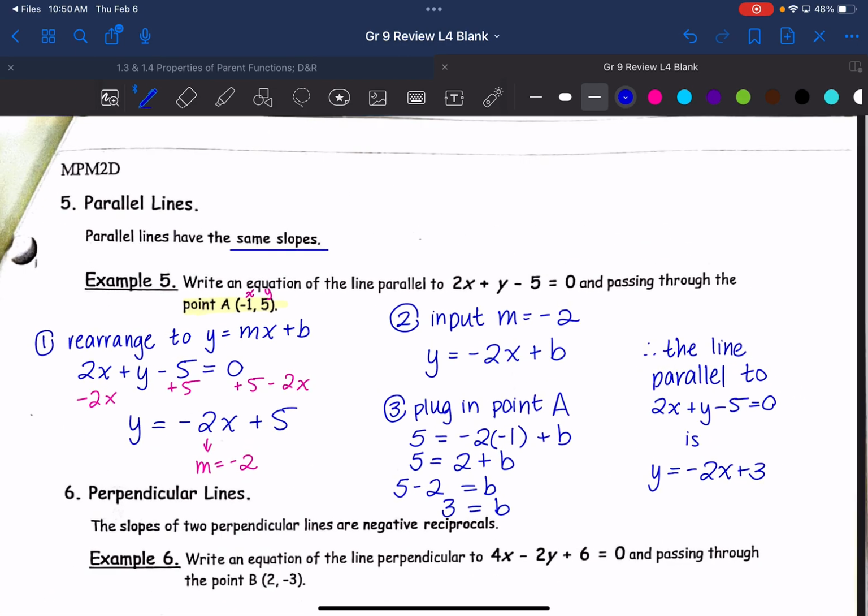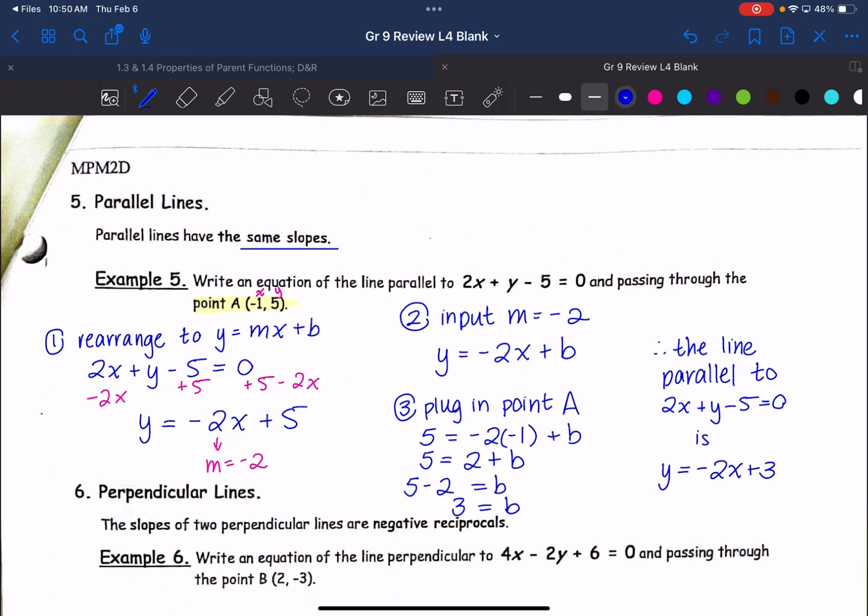I have a question. What does the 3 dots mean? You've never seen the 3 dots before? I just forgot. It means therefore. It's like a shorter, fancier way. Okay. Therefore, the line parallel to that line is y equals -2x plus 3.